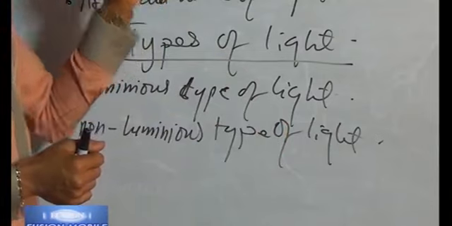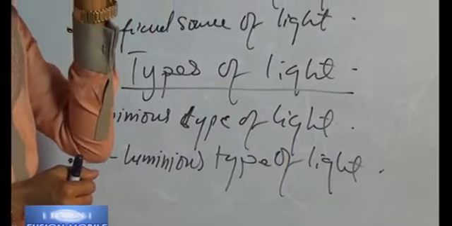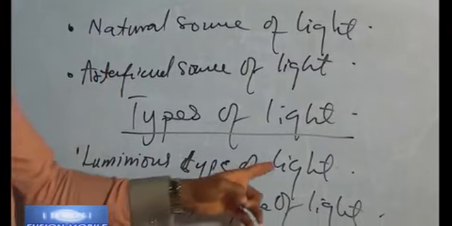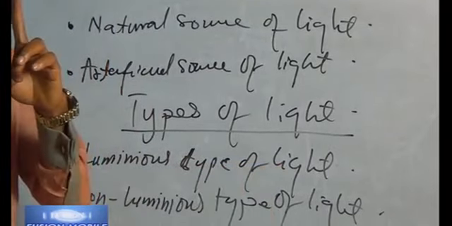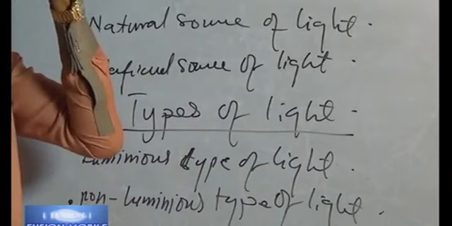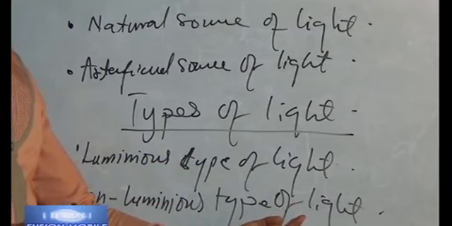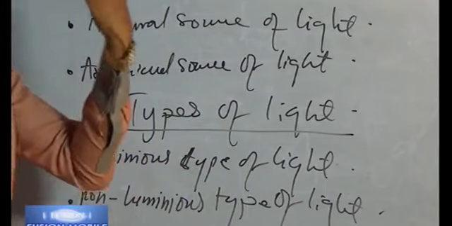Remember initially I said human forehead is a source of light. And I know you may be wondering since then. Luminous type of light, human forehead is not there. Because human forehead cannot produce light on its own. But yet, non-luminous type of light, human forehead is an example. Because it can reflect light.